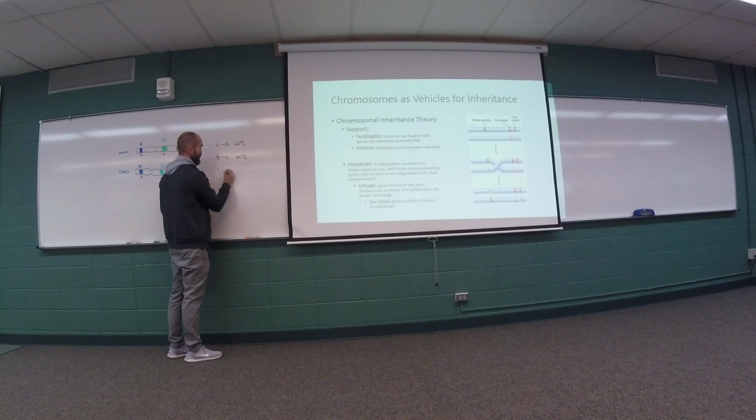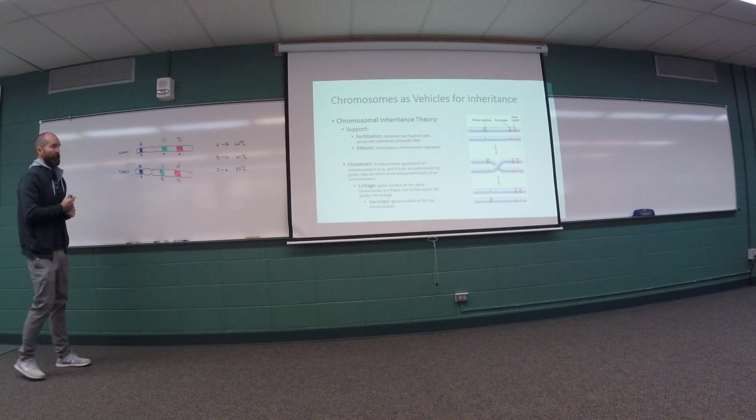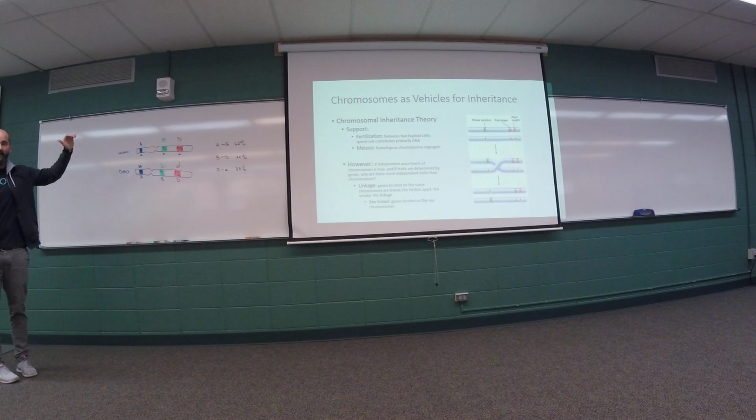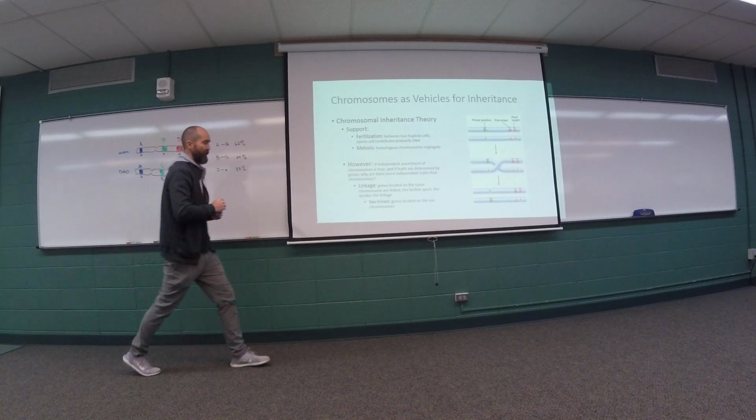Between D and A is 38%. So if I gave you those recombination rates on a chromosome, you should actually be able to map out relatively where those genes are. So let's see if we can do this together.